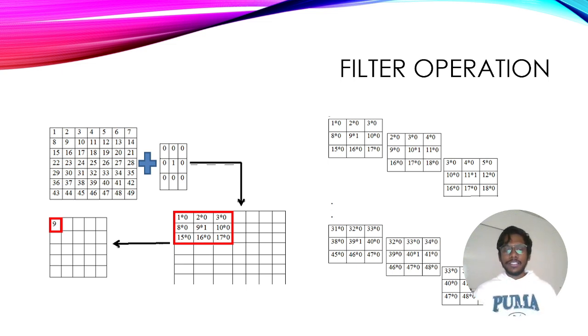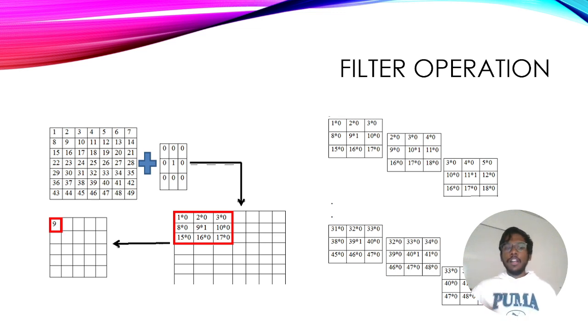We repeat this for all the different windows. Once we have finished 1, 2, 3, 8, 9, 10, 15, 16, 17, we shift a bit to the right. That is called the sliding window. Next you take 2, 3, 4, 9, 10, 11, 16, 17, 18 and do the same operation: 2 into 0, plus 3 into 0, plus 4 into 0, plus 9 into 0, plus 10 into 1, plus 11 into 0, plus 16 into 0, plus 17 into 0, plus 18 into 0. So you get the value of 10.